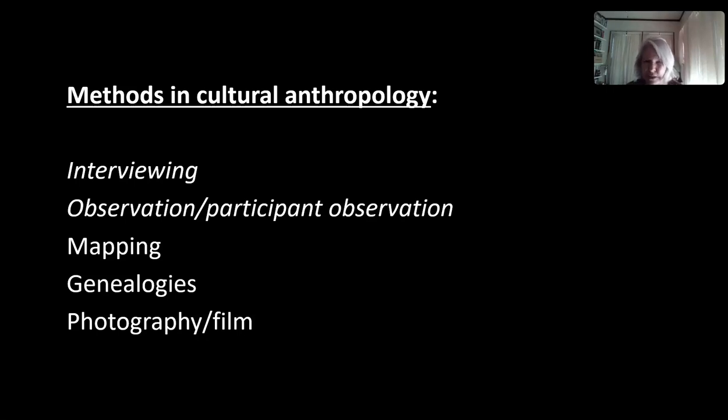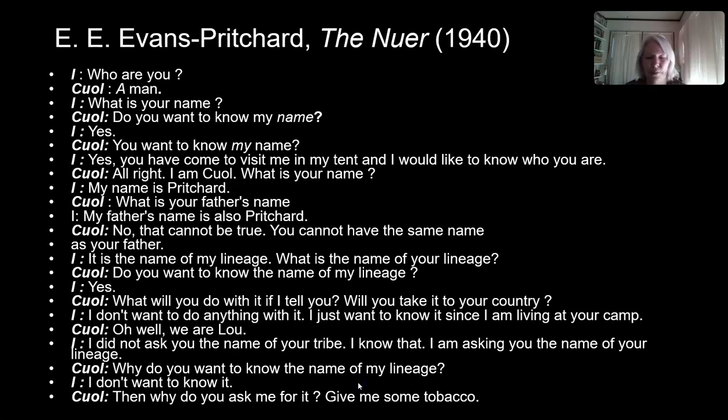Okay, so again, this is not exhaustive, but this is an overview of some of the key methods used by cultural anthropologists. All right, so let's zero in on interviewing then. I'm going to start with something just because I think it's a nice little way to start to think about the ins and outs of interviewing and their place in cultural anthropology.